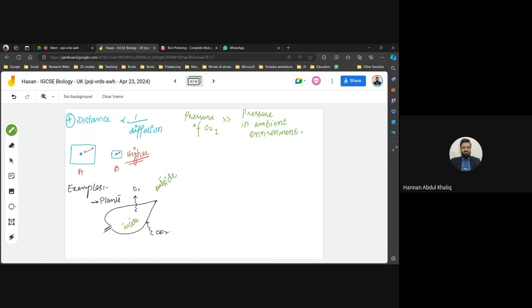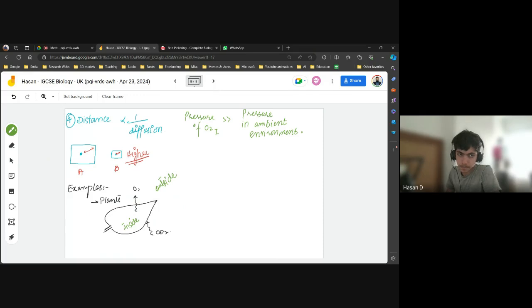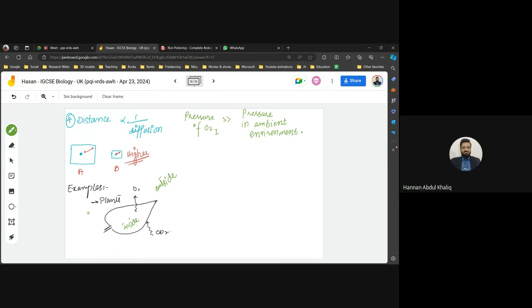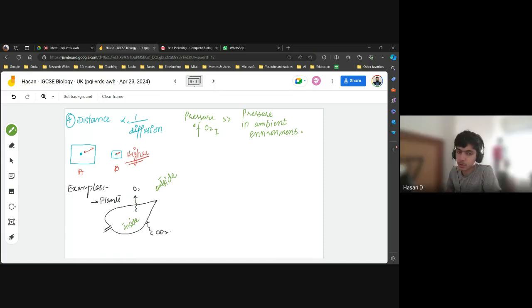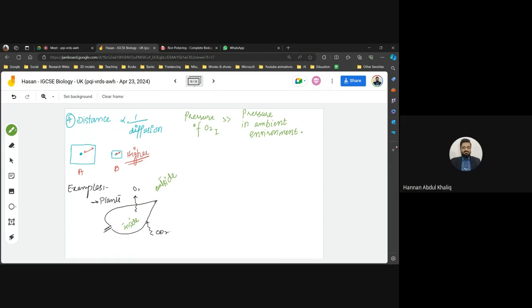Got it? Yes. Okay. What about carbon dioxide? Why would the carbon dioxide go in? Because there's a low concentration inside. Why would the carbon dioxide be lower inside?